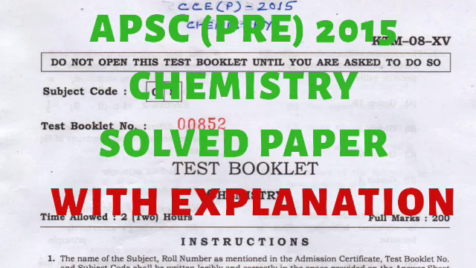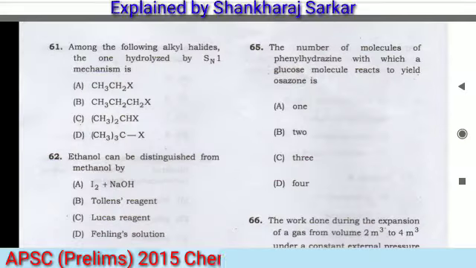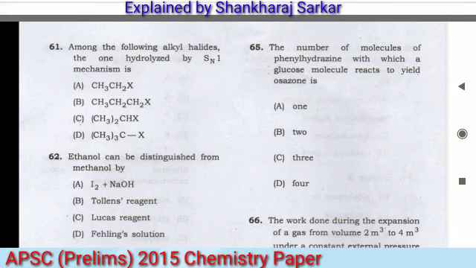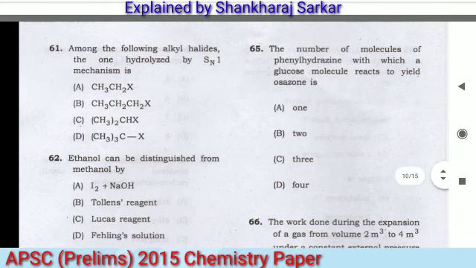Hello, in this video we will solve 13 questions from APSC previous paper Prelims 2015. So question number 61, among the following alkyl halides the one hydrolyzed by SN1 mechanism is. So we know that SN1 mechanism is followed by 3-degree alkyl halide. So here option D is our 3-degree alkyl halide and this is the answer. So option D is correct.